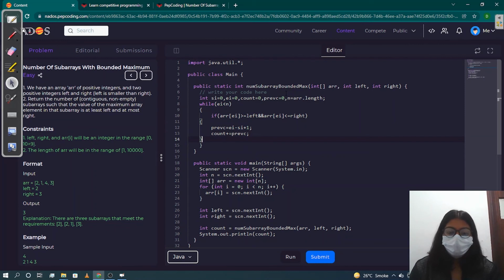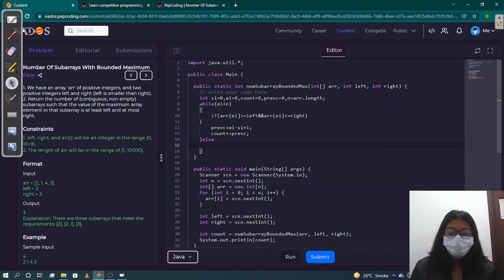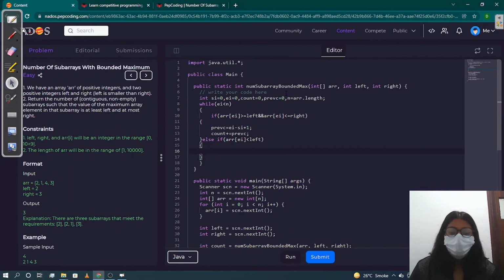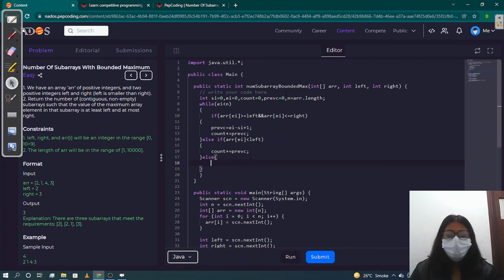Alright, else if my ARR of ei is even more lesser than my left, so what do we have to do? We just have to add my previous count to my count. Alright, and else my ARR of ei is even more greater than my right.